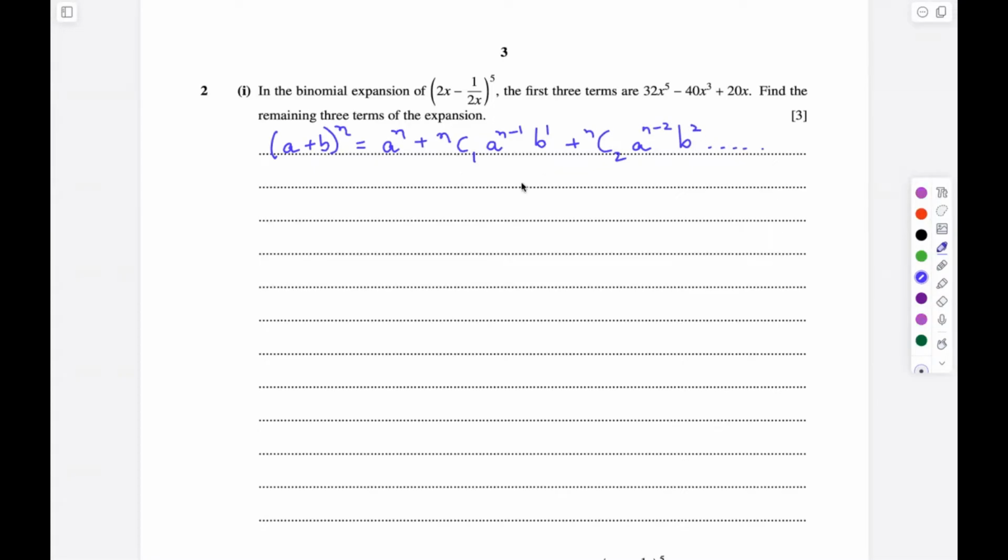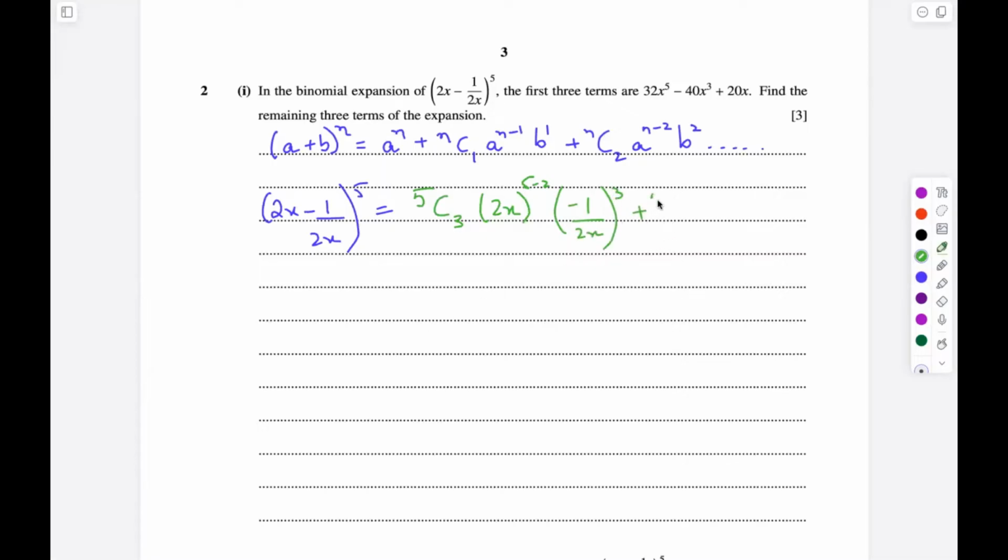Now we already have the first three terms. It means we already have a to the power n, nC1 and nC2. So the remaining three terms will use nC3, nC4 and nC5. Now the expression is (2x minus 1 upon 2x) to the power 5. As we already have the first three terms, we'll start off with 5C3. So this will be 5C3, a is 2x to the power 5 minus 2, and b is minus 1 upon 2x, to the power 3.